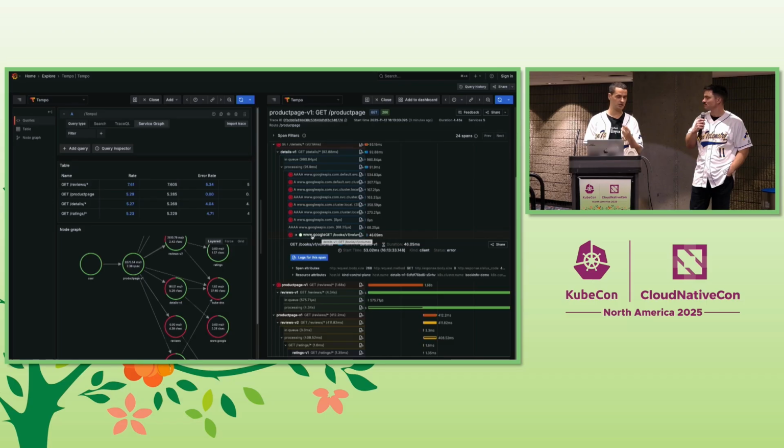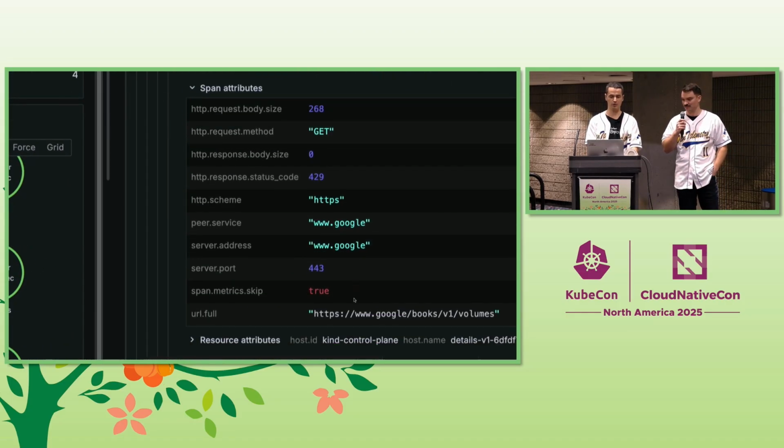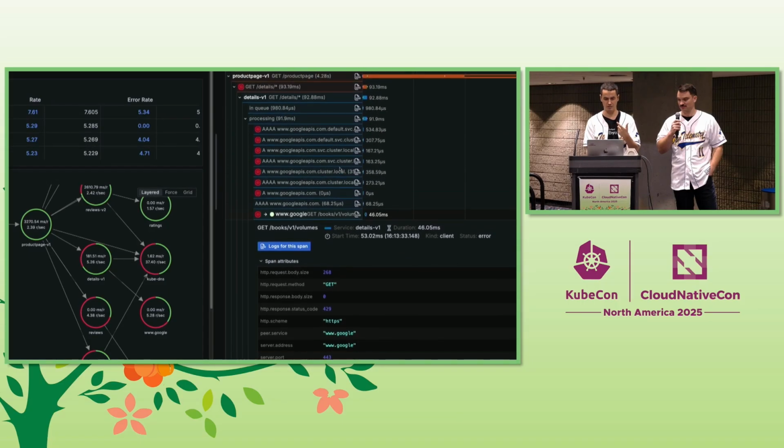Since OBI is instrumenting the DNS, it is able to infer which IP belongs to which external host name. So as an example here, we can see this URL is returning a 429 error. So it is being rate limited.